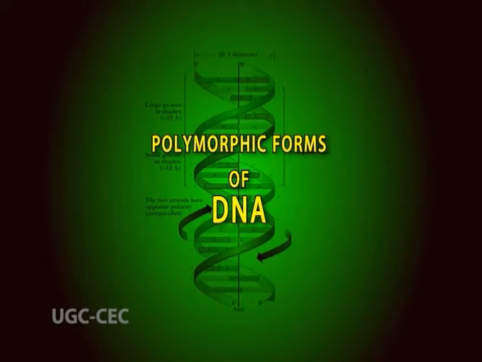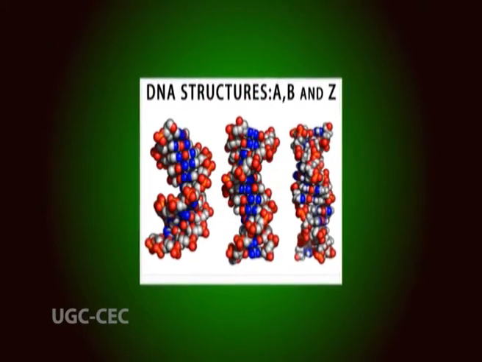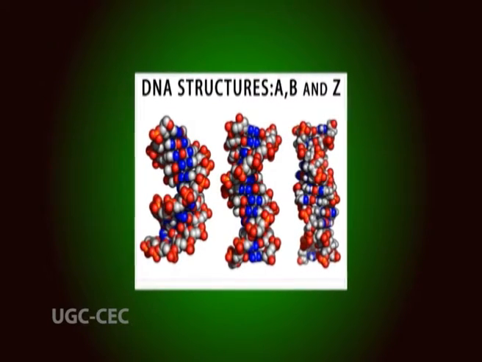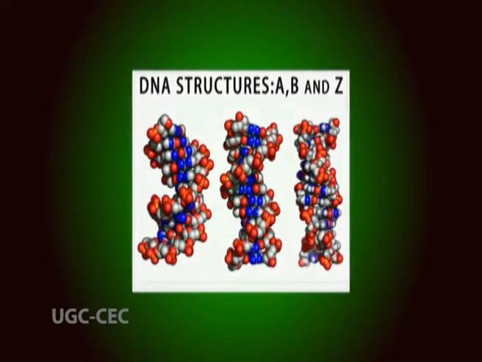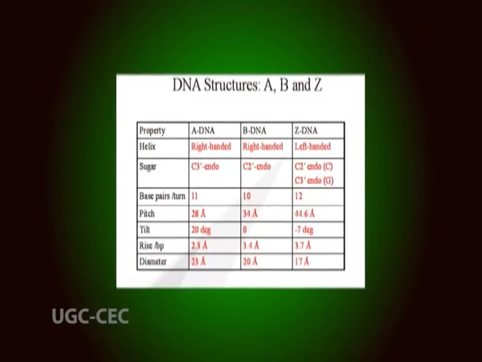Now, let us discuss the polymorphic forms of DNA. DNA's secondary structures include 3 polymorphs, A, B and Z DNA. B is the predominant form in cells. A is usually thicker and Z is thinner and has a zigzag backbone.